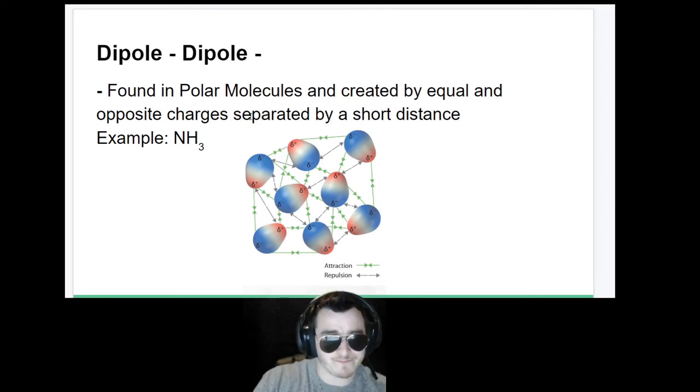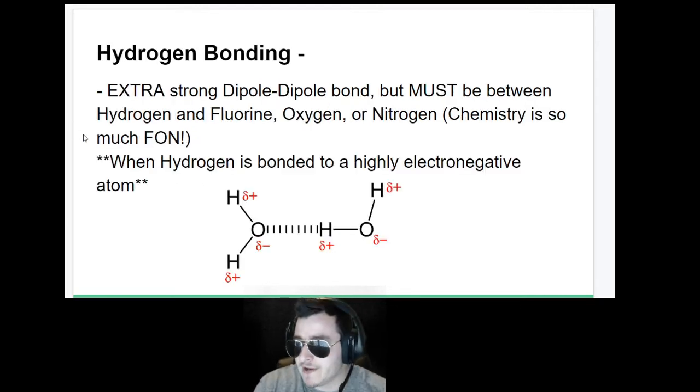The last intermolecular force that we're going to talk about is hydrogen bonding. Although the name indicates that it's anything attached to hydrogen, it's very, very special. It's hydrogen bonded to an extremely electronegative element. And these three electronegative elements that we're talking about are fluorine, oxygen, and nitrogen.